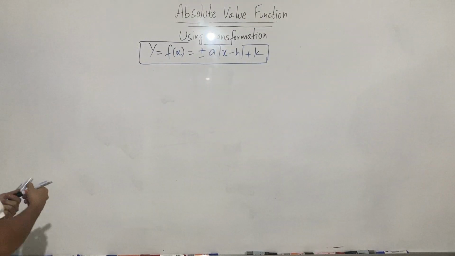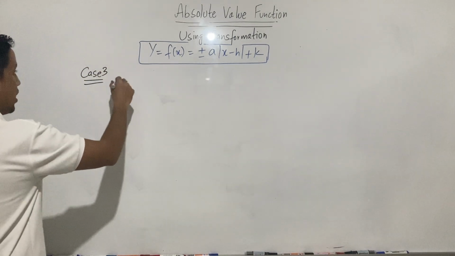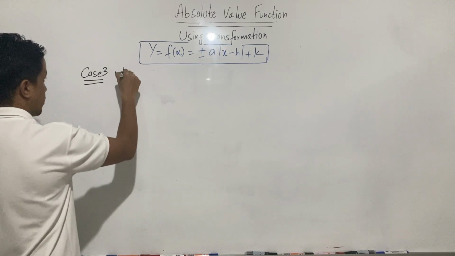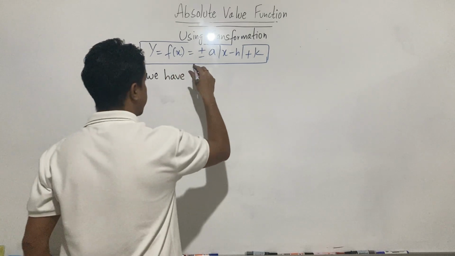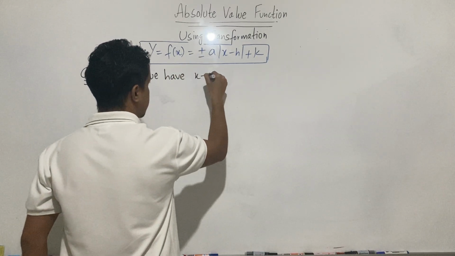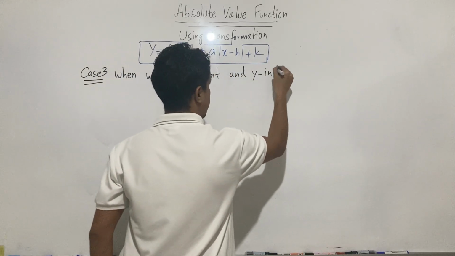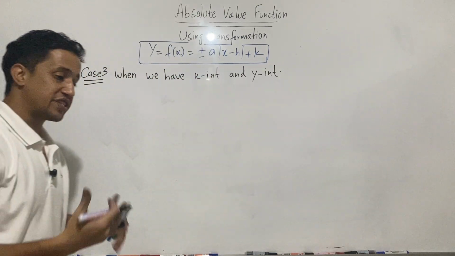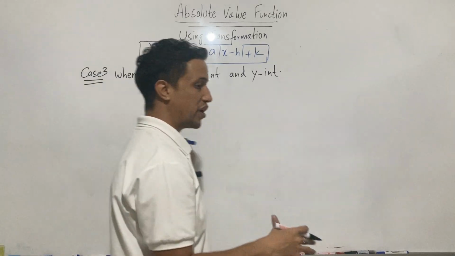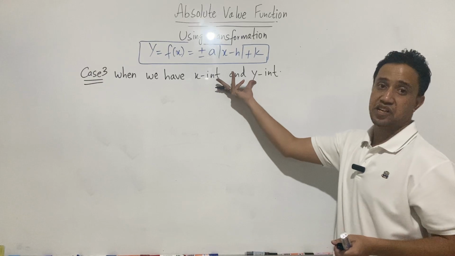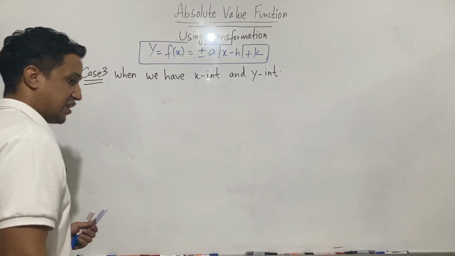Case 3, when we have x intercept and y intercept. Before we were saying, okay, x intercept 0, we have only y intercept, or y intercept 0, we have only x intercept. Here we are going to take both the intercepts. So let's take some question.